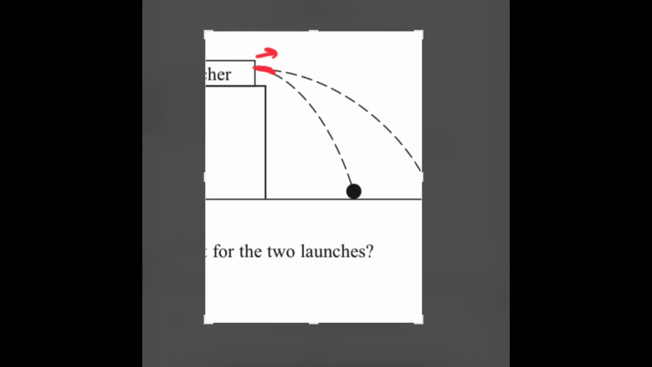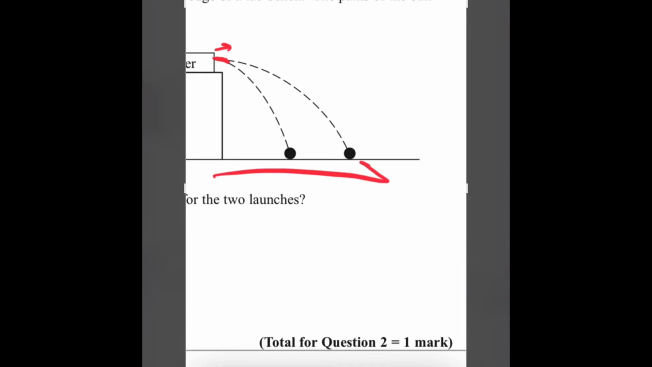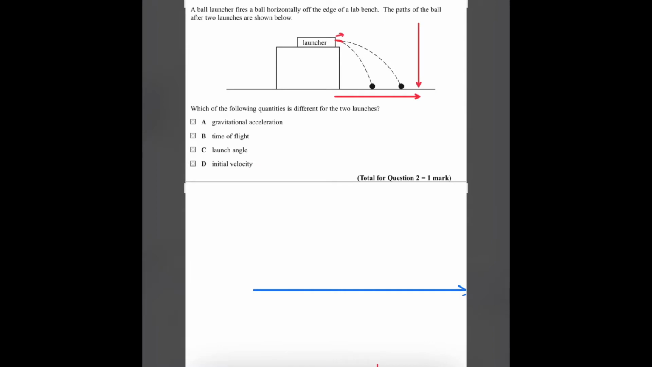So it goes in this direction due to the initial horizontal component of the ball, and it goes down towards the ground due to gravitational pull. Which of the quantities is different for the two launches? A. Gravitational acceleration. The gravitational acceleration is always constant since it is being conducted on earth, right? On a single lab bench. The lab is on earth, it is not the moon, right? The two balls are in the same condition, the same gravitational acceleration. So this is the same.